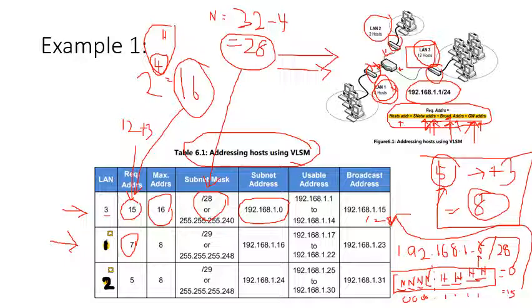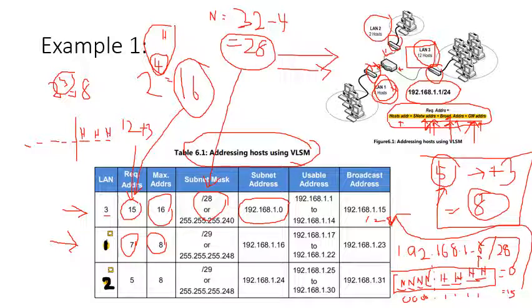Okay, now 7 is close to 8, which is 2 to the power of 3. Means 3 bits at the host portion. So you need to do the next partition so that only 3 bits will become host. 1, 2, 3, 4, 5, 6, 7, 8. So 3 bits at the host portion. So now host only consists of 3 bits.